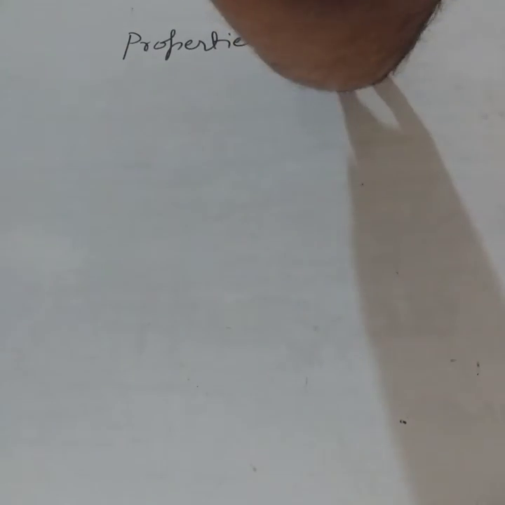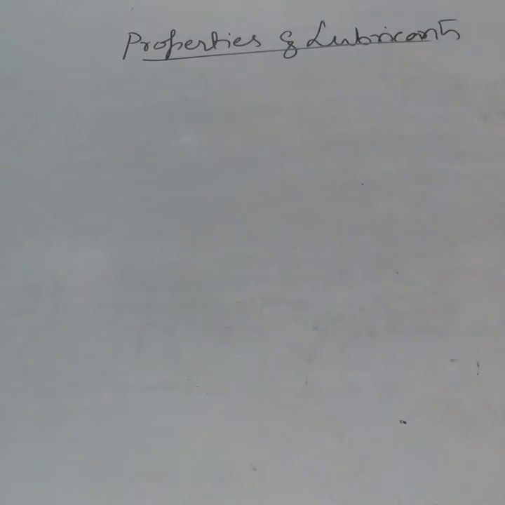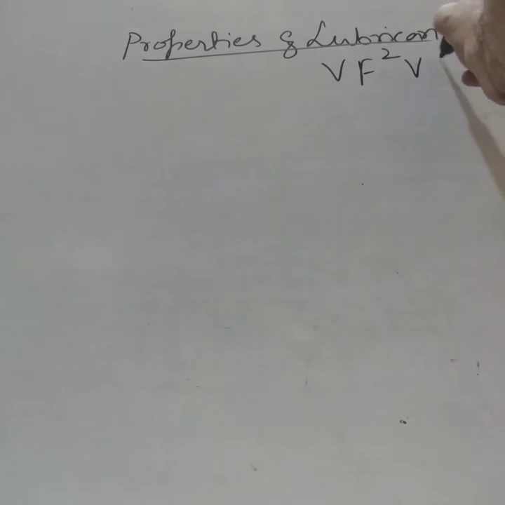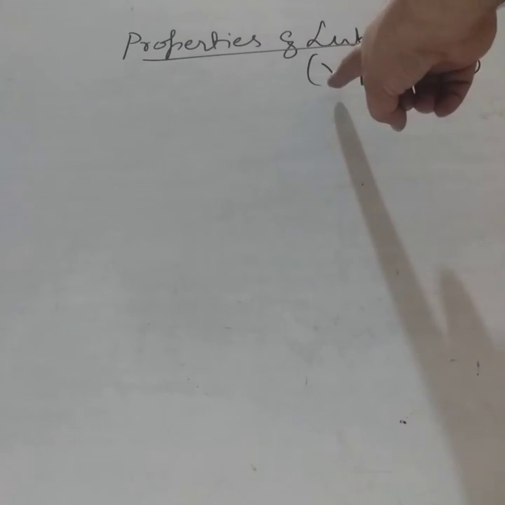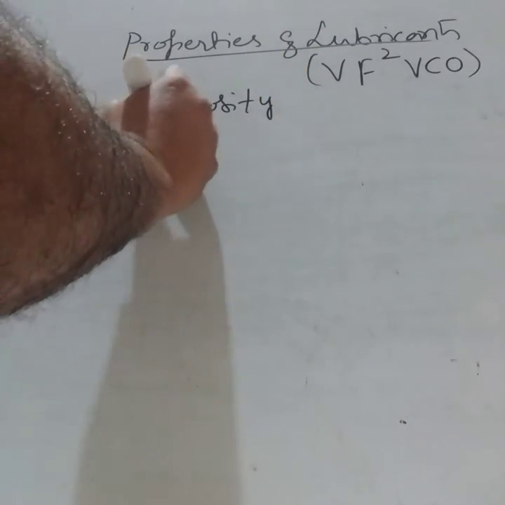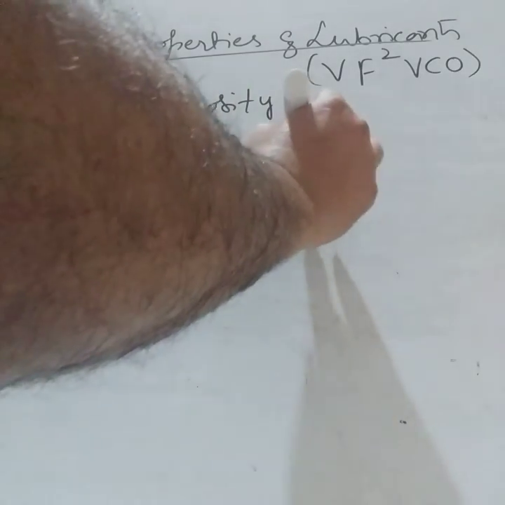That is, properties of lubricants. This you can remember in the form of Vf square VCO. That is essentially, V stands for viscosity. First one is viscosity, that's one of the properties of the lubricants. Then comes flash point. Then comes fire point of the lubricant.